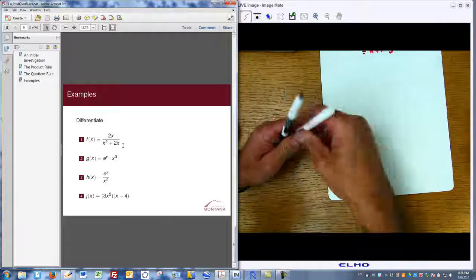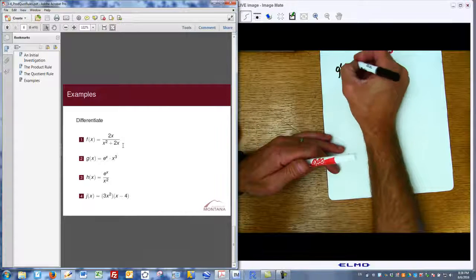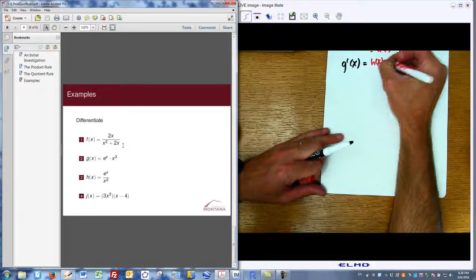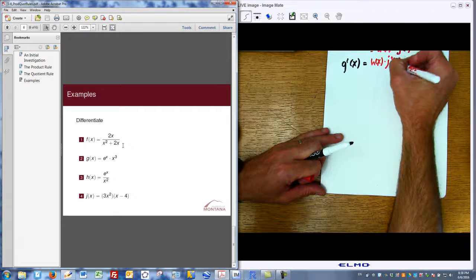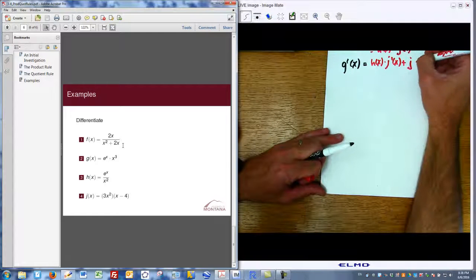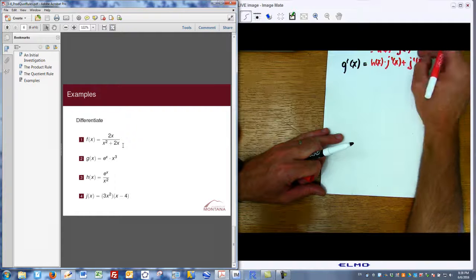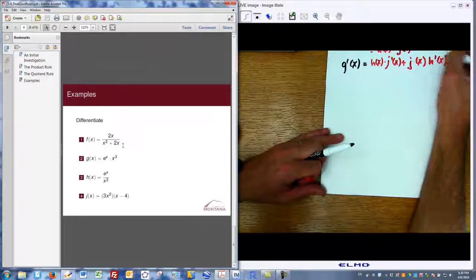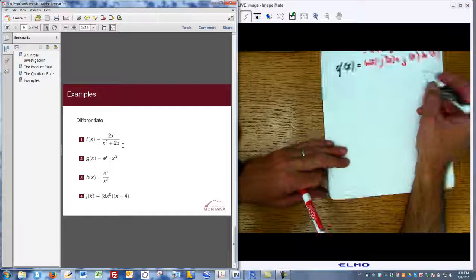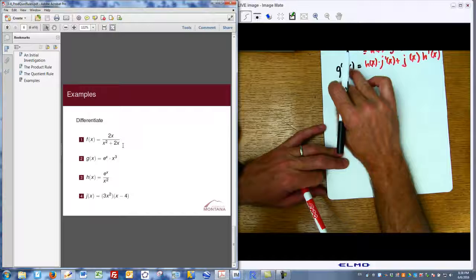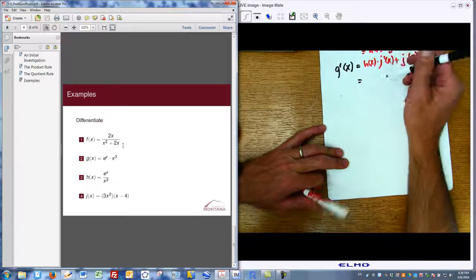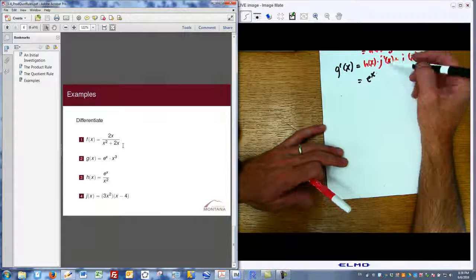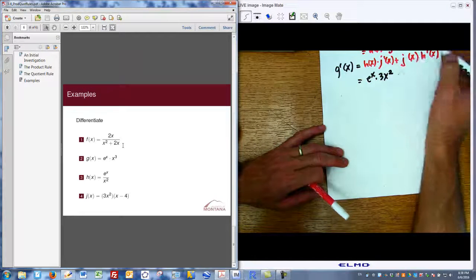And so we know that if we're looking at it from that standpoint, g prime of x is going to be the first times the derivative of the second, so h of x times j prime of x, plus the second times the derivative of the first, j of x times h prime of x. So that's the product rule at play. So we'll go ahead and let it play out. If we have h of x equal to e to the x, I just copy that, and j of x equal to x to the third, j prime of x then will be 3x squared.